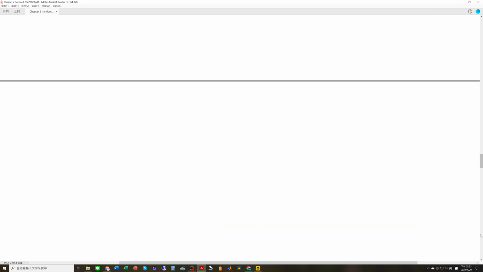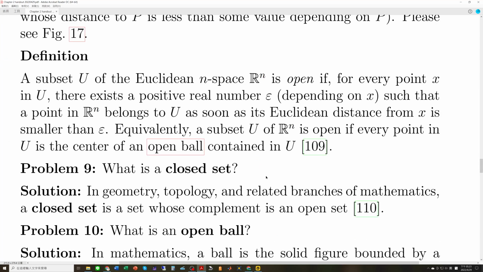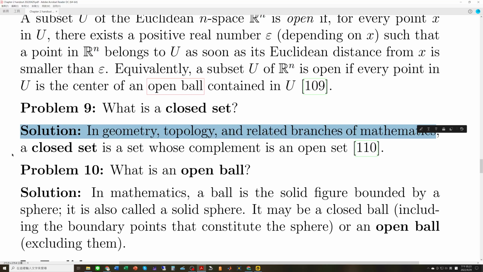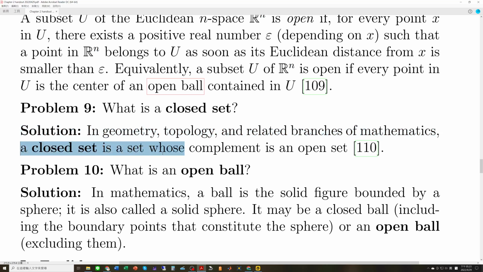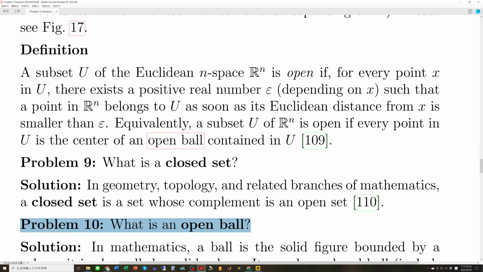Problem 9: what is a closed set? Solution: in geometry, topology, and related branches of mathematics, a closed set is a set whose complement is an open set. Then problem 10: what is an open ball? We have explained what an open ball is.